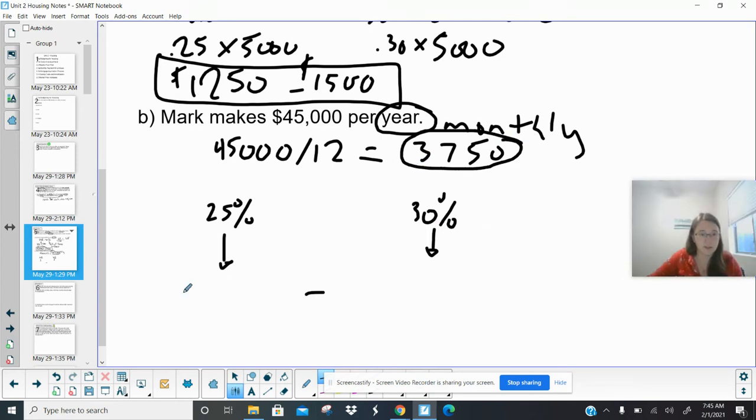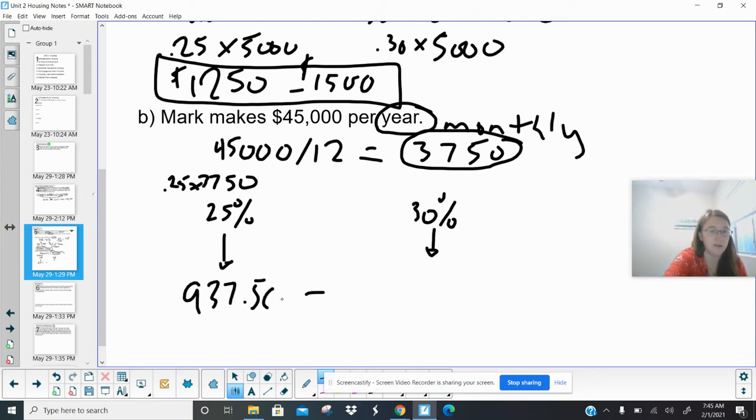Okay, so 25% should be 0.25 times 3,750. So 0.25 times 3,750. We get 937.50. So that's the lower end of the range. And over here, we've got 0.30 times 3,750.